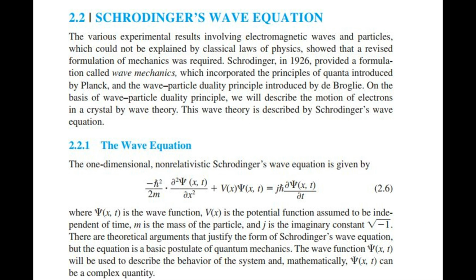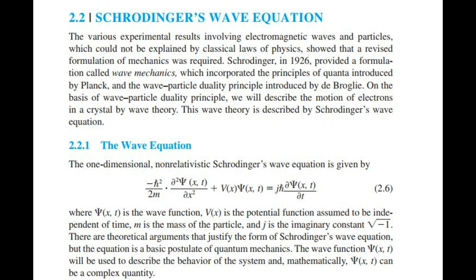Schrödinger's wave equation. The various experimental results involving electromagnetic waves and particles, which could not be explained by classical laws of physics, showed that a revised formulation of mechanics was required. Schrödinger, in 1926, provided a formulation called wave mechanics, which incorporated the principles of quanta introduced by Planck, and the wave-particle duality principle introduced by de Broglie. On the basis of wave-particle duality principle, we will describe the motion of electrons in a crystal by wave theory. This wave theory is described by Schrödinger's wave equation.